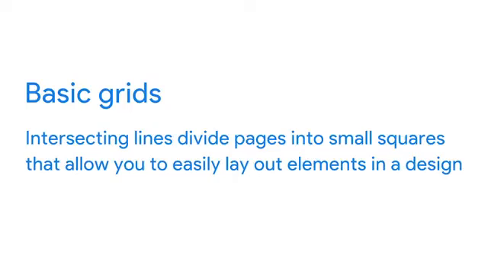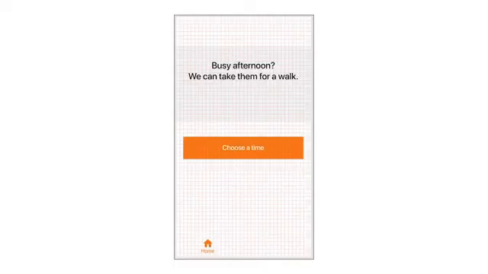First, there are basic grids. These intersecting lines divide pages into small squares that allow you to easily lay out elements in a design. The lines on the grid are evenly spaced to help you design consistently and manage spacing of elements. Here's what a basic grid is like in Figma. If you drew wireframes on grid paper in an earlier course, these grids might look familiar.